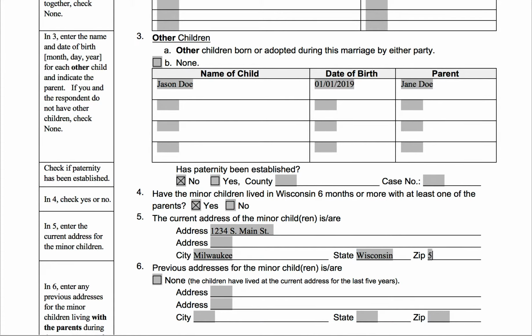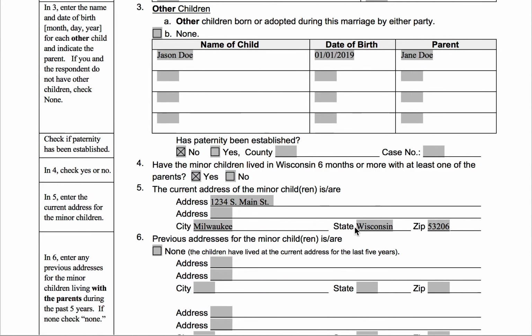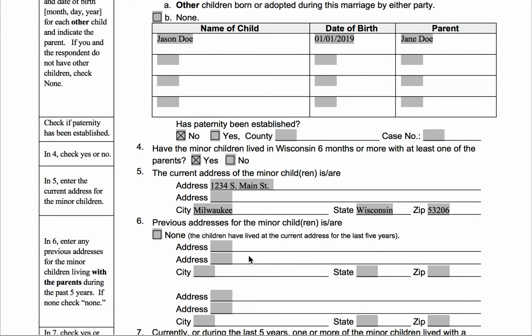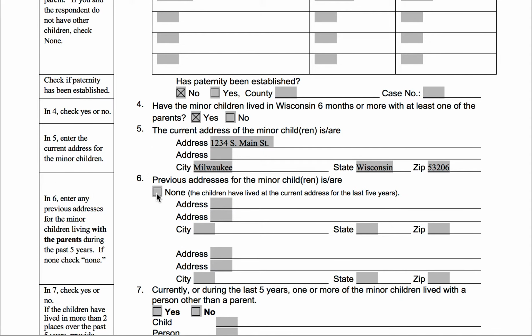And the zip code. Previous addresses. So here, if the kids have lived somewhere other than this address in the last 5 years, you're going to list that address here. Even if they lived there with you, you're still going to list that previous address. If there were none, you just check none. But if you and your kids moved 2 years ago or 3 years ago, you'll list that old address.